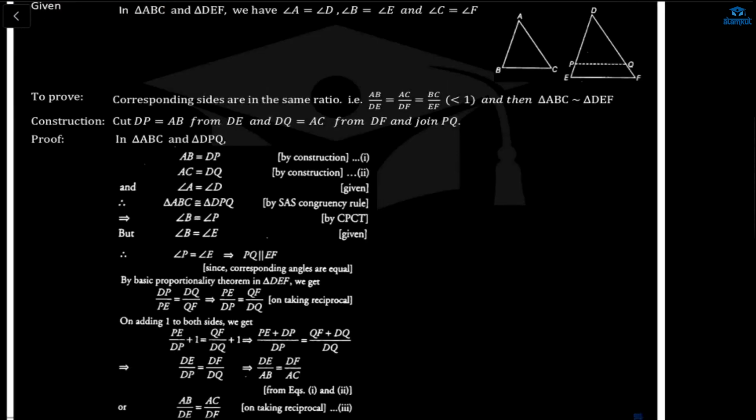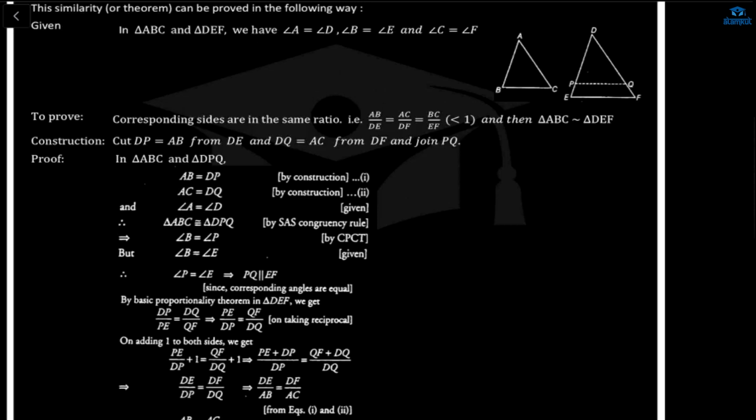Now we are doing some construction work here to prove it. We are taking 2 points. One point is P, in such a way that DP is equal to AB. Through construction, AB will be equal to DP. And Q, we are choosing a point Q on DF in such a way that DQ will be equal to AC. Now we are joining PQ. So we have taken a line PQ such that DPQ is similar to ABC.